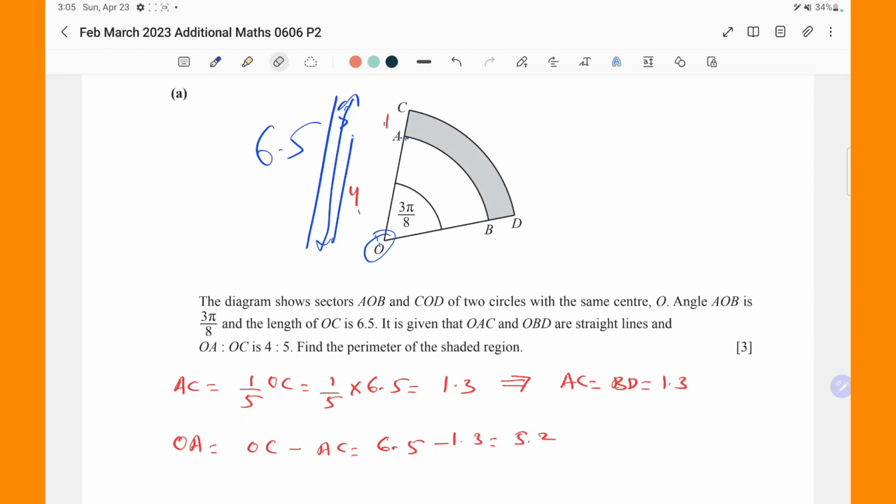So this should be 4 ratio 1. So it's fine this time. Actually, this is 4 and this is 5, right? So it should be 4, then 4 ratio 1. So it's fine.